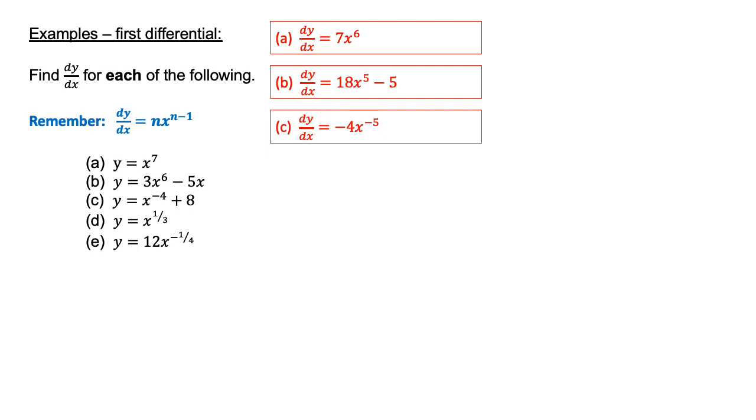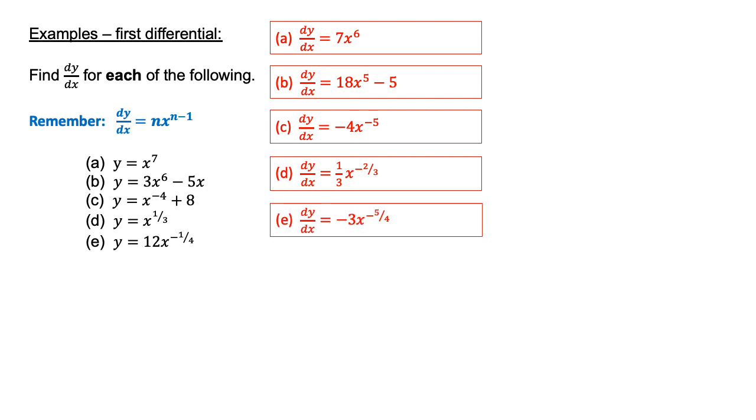And if it's just a number, so the plus 8, drops to 0. Fractional power: I times by the third and then take 1 from a third gives me minus 2/3. So that's the power there. And just to combine it with a number in front of the expression, the term as well. So in this case, 12 times minus a quarter is minus 3, and then taking 1 away from the power gives me minus 5/4.